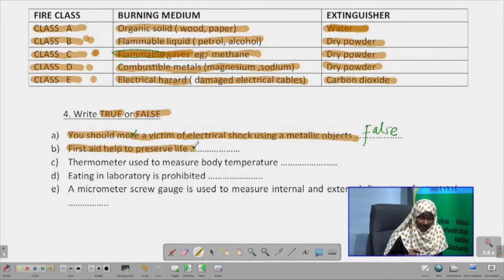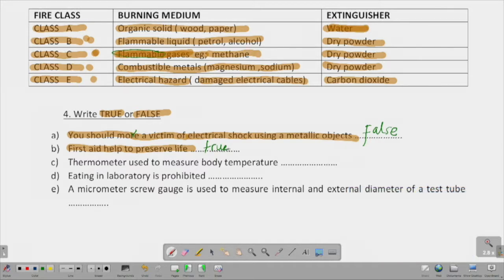Yes, it does. Because if that person bleeds too much, then he would lose blood and he would eventually die. So when you stop the bleeding, you give first aid, you help to preserve life. So this statement is absolutely correct. So we are going to write here true. Okay, great.